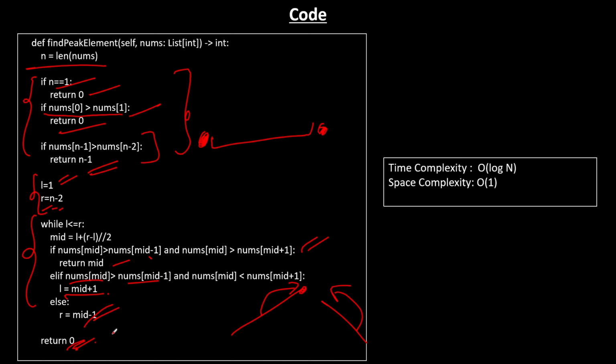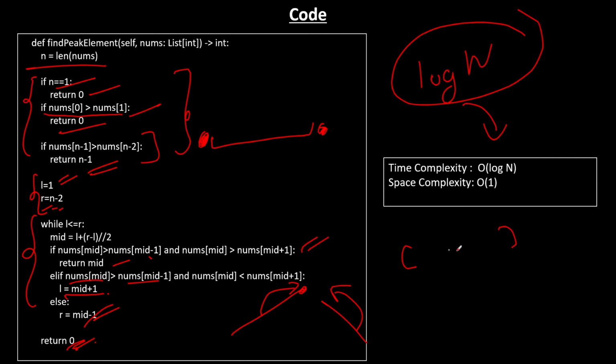Return 0. The time complexity for this particular code becomes O of log n. This log n is the time complexity for the binary search, purely binary search. There is nothing more to be explained since we're dividing the problem into half all the time. That's why the time complexity reduces to log n. And the space complexity is O of 1 because we are not using any kind of data structure to store our solution. I hope you understood the code explanation. Let's move to the next slide.